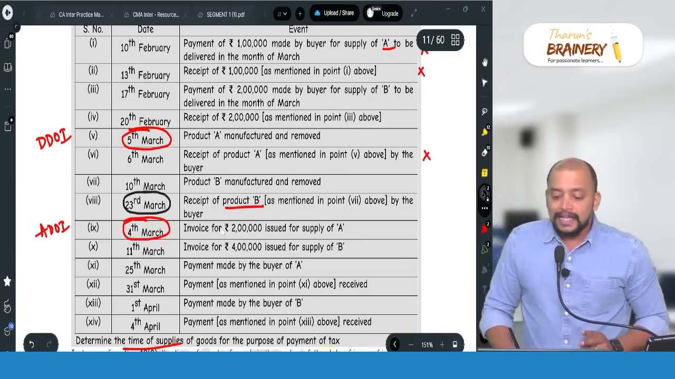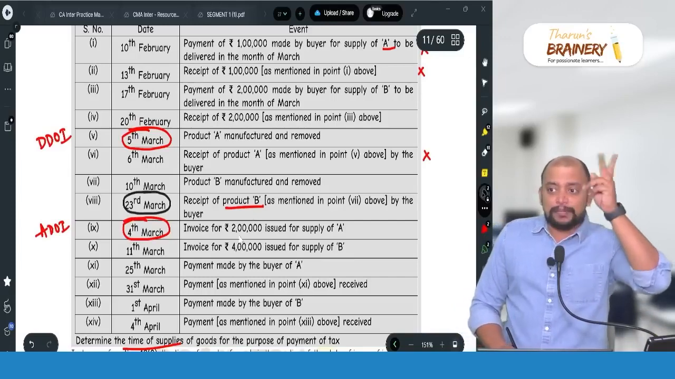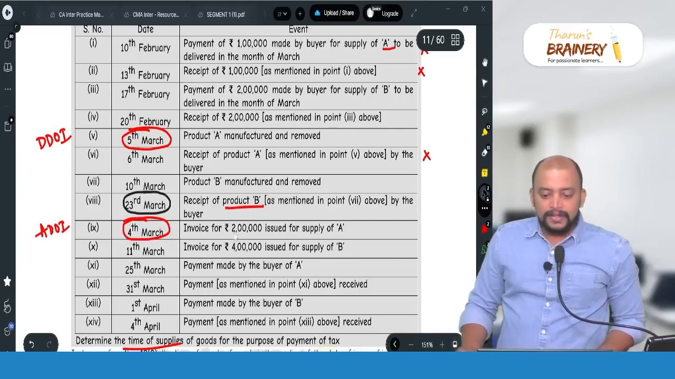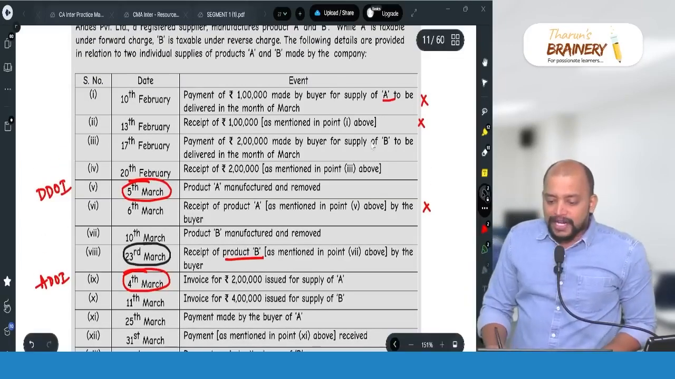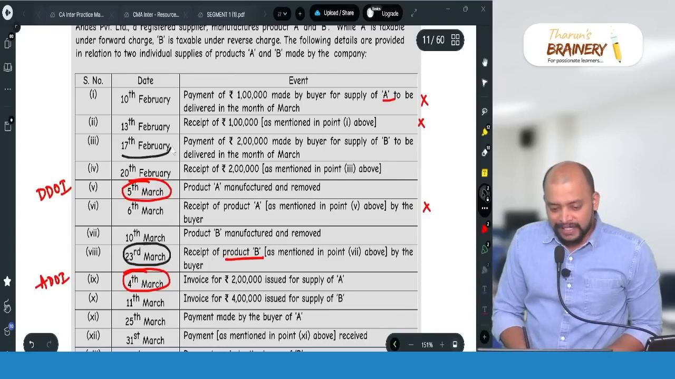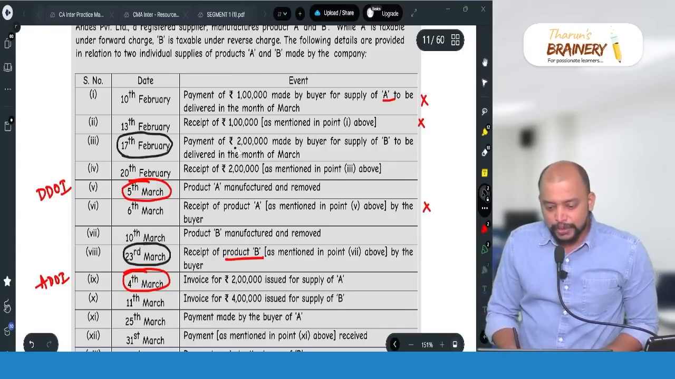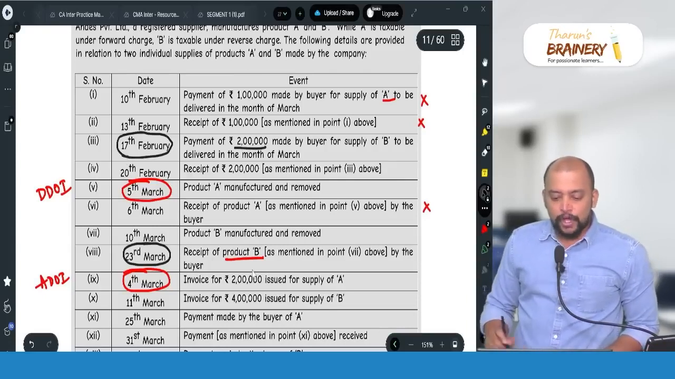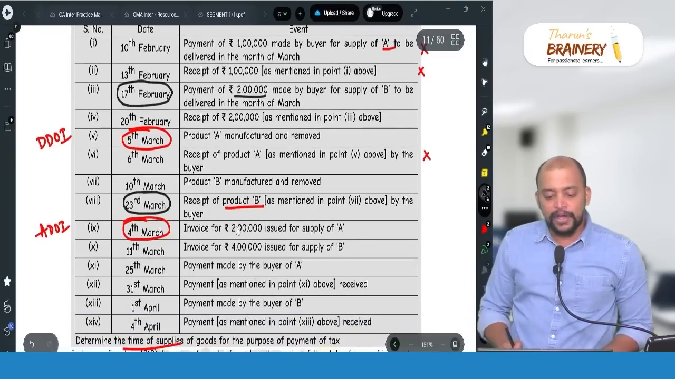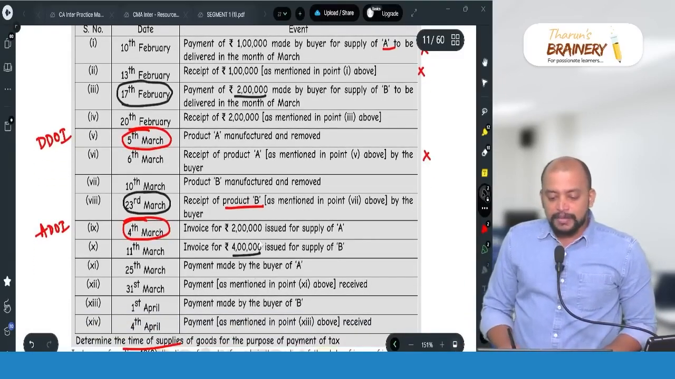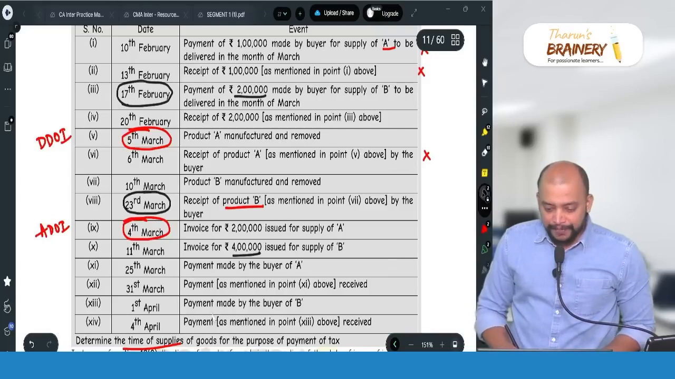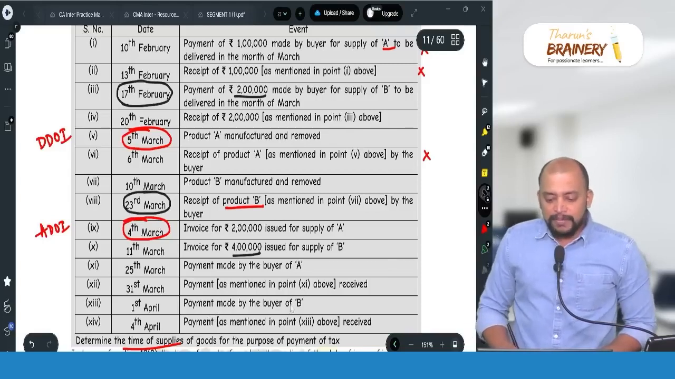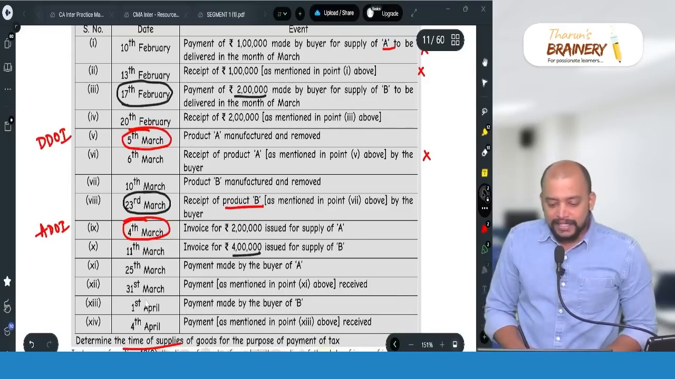Then second, date on which payment is made to supplier. There are two payments. See there, product B, payment of 2 lakh made by buyer for supplier of B. So on 17th February, some payment is made, which is 2 lakhs. But invoice is for how much amount? Product B invoice is for 4 lakhs. Means when is the balance amount made? Payment made by buyer B, balance, that is 1st April.